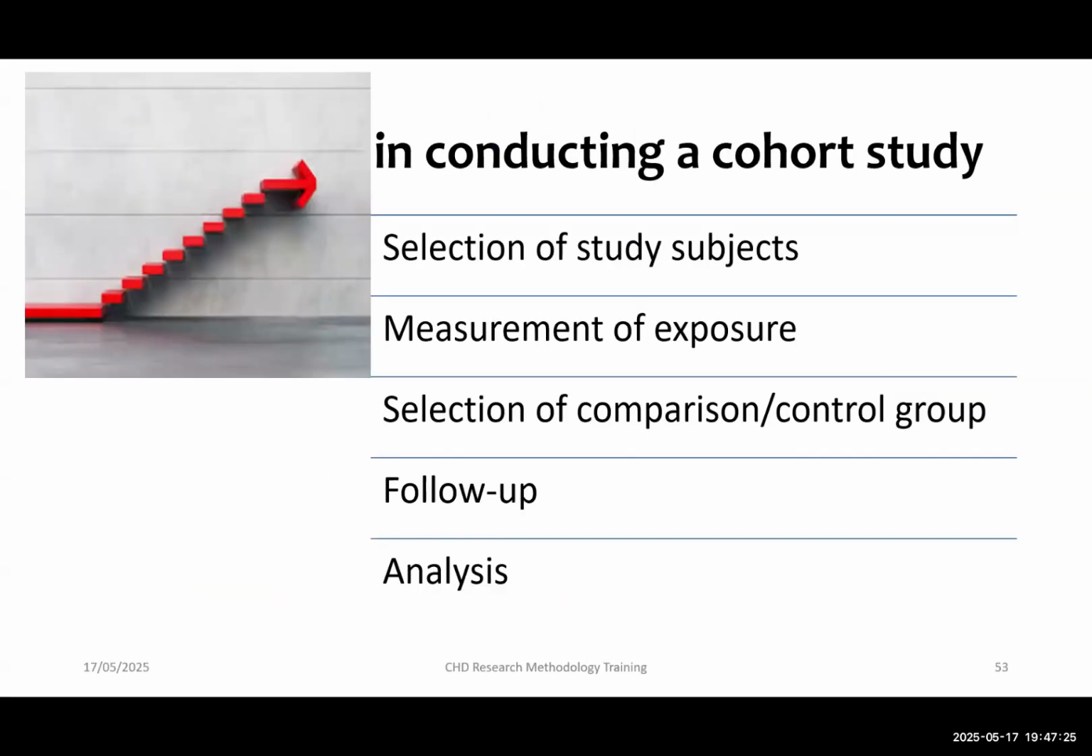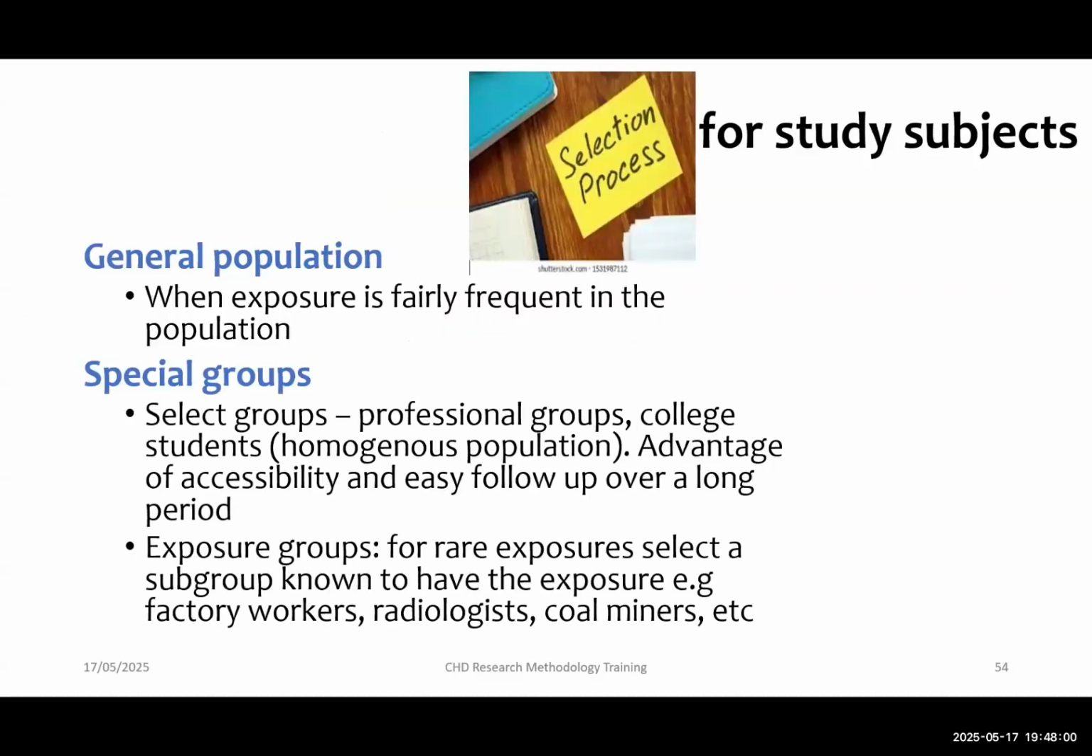Now, what are the steps in conducting a cohort study? You have to select your subjects, just like you select your cases. So your subjects are those who are exposed to the exposure factor, the controls are those who are not, and then you have to measure the exposure in both groups. So you have to also select your controls and make sure that they are comparable, and also match them. You follow them up, then you do your analysis and get your relative risk, which will help you make that decision.